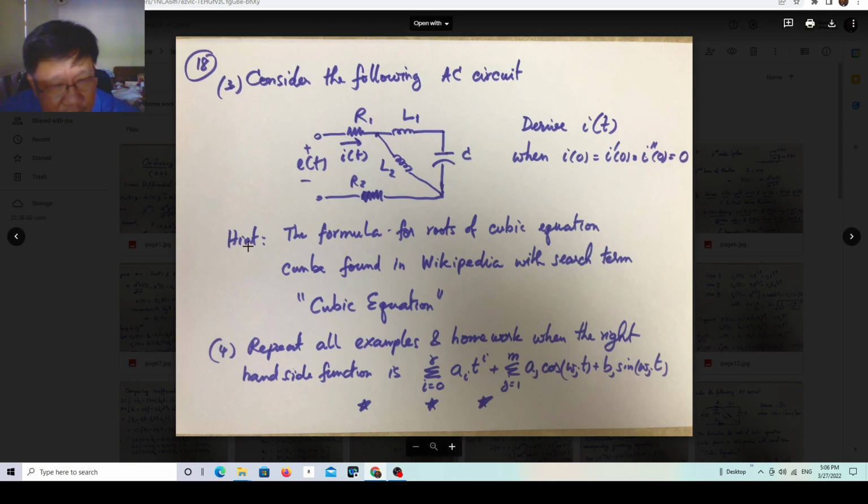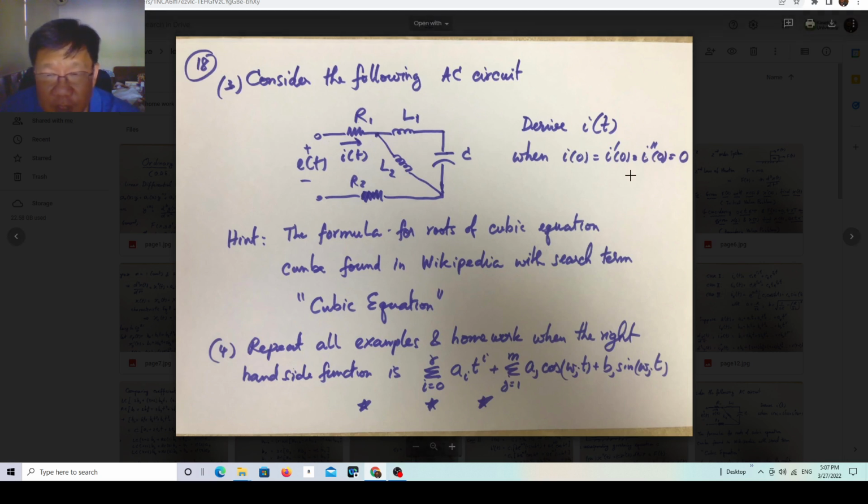And we have a hint for you that the resulting system is going to be what we call a third order system. Let's try out how it's going to look. And when you have a third order system, you need three initial conditions. We have three initial conditions here.